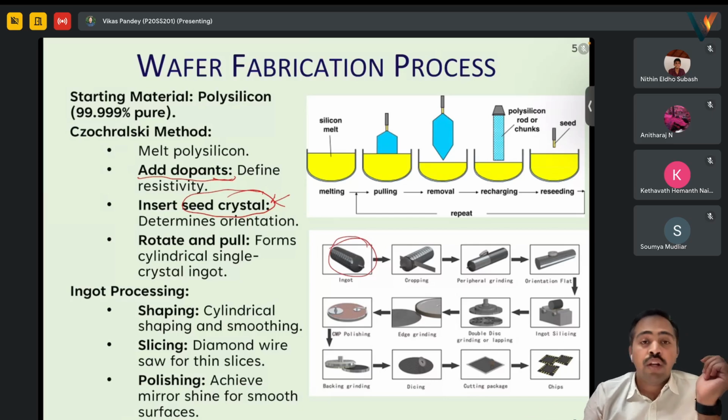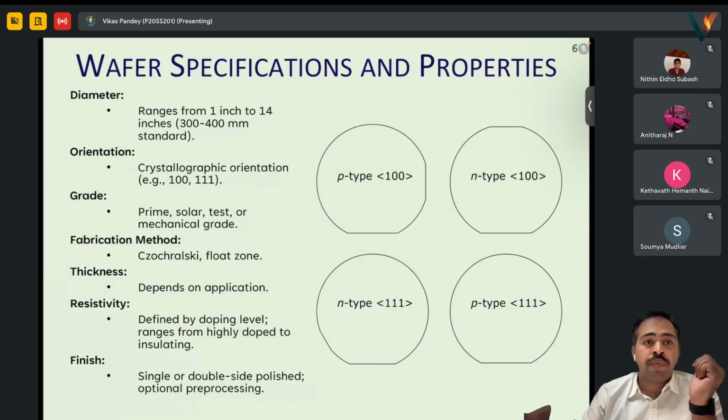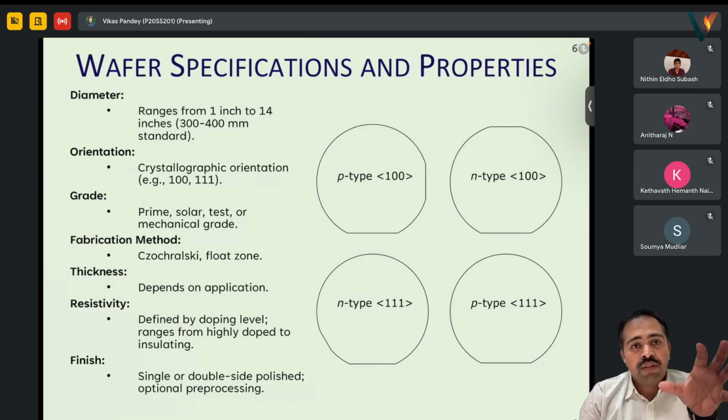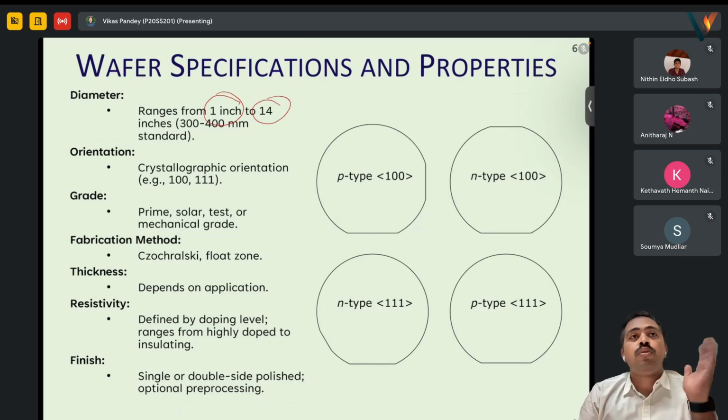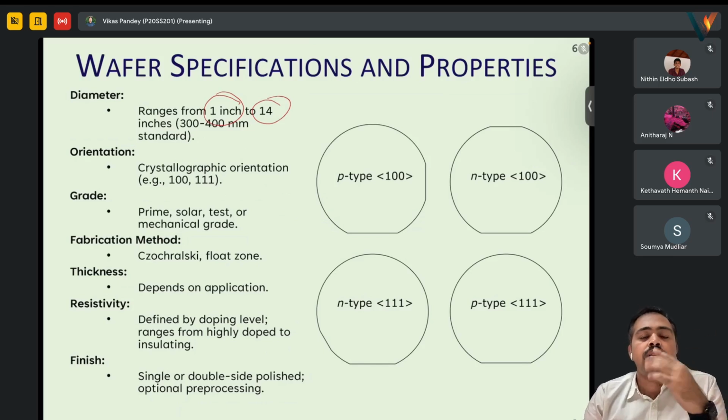Now, there was some orientation flat being done. As I was talking about the wafer specifications and how they will look, they range from 1 inch to, sorry, 18 inch. So 12 inch is the standard in industry, even 14 inch.